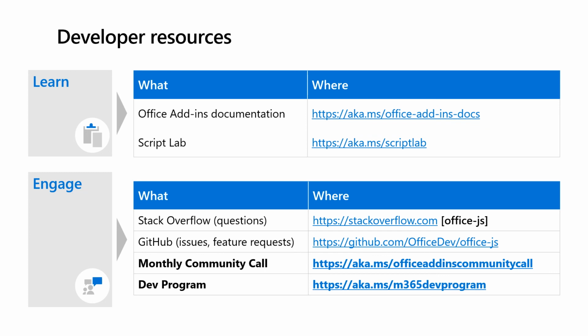An important great place to engage with us is our monthly add-in community call. It's my favorite time of the month because I get to interact with developers like yourselves. To get started, if you haven't already, join our Microsoft 365 developer program. This will give you access to tools like a renewable Microsoft 365 developer subscription, so you can install Script Lab and start exploring our APIs today.